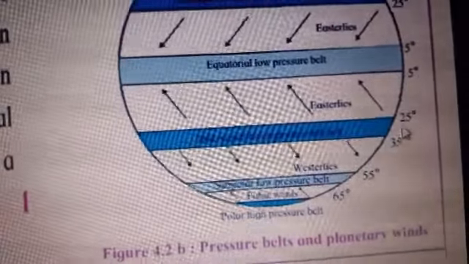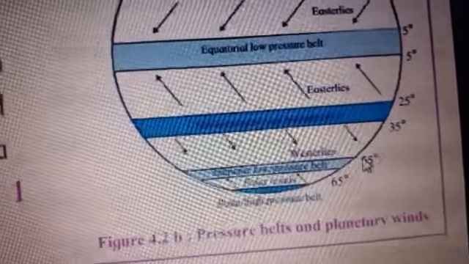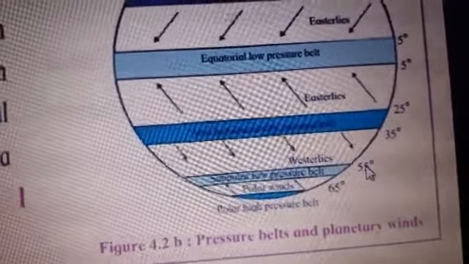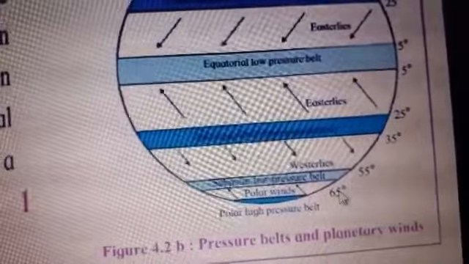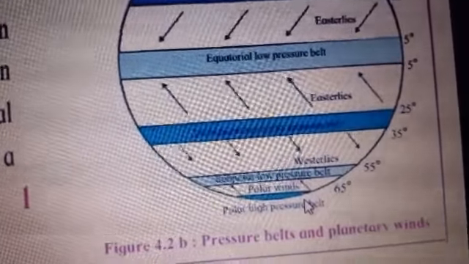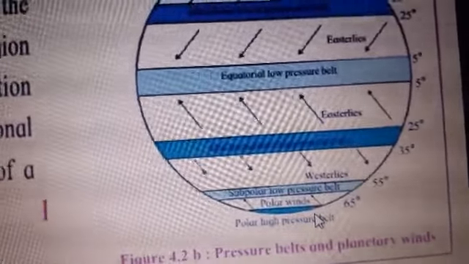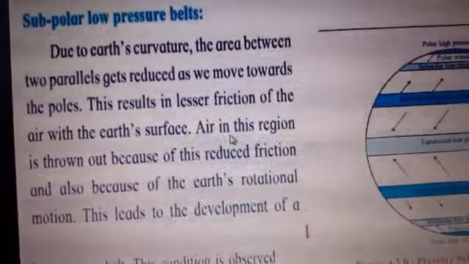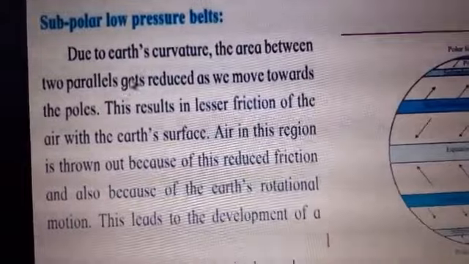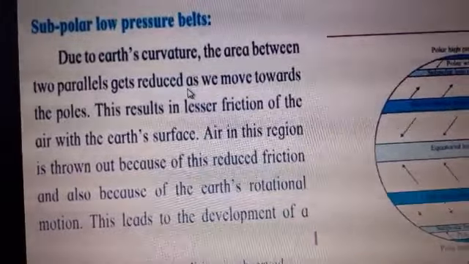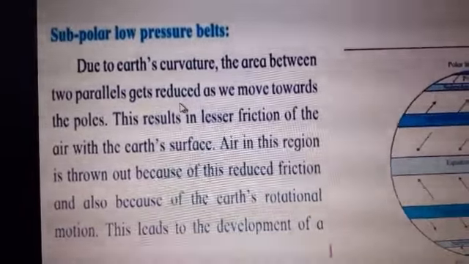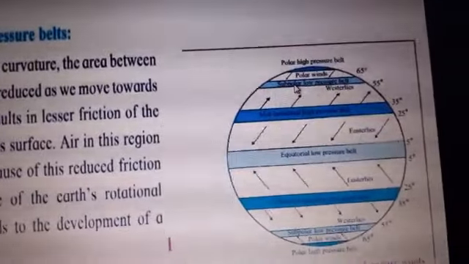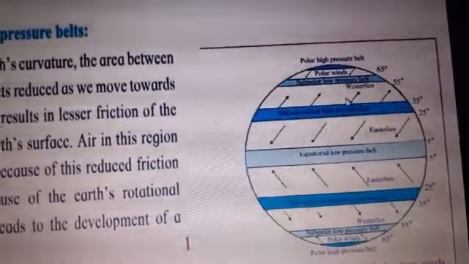and here you can find that there is a curve of the earth. The earth is spherical in shape, so this is a curvature which we are able to see, isn't it? Let us see in detail now the information about the subpolar low pressure belt. Due to the earth's curvature, the area between two parallels gets reduced as we move towards the poles. Of course, you can see the shape of the earth. This is the spherical shape.